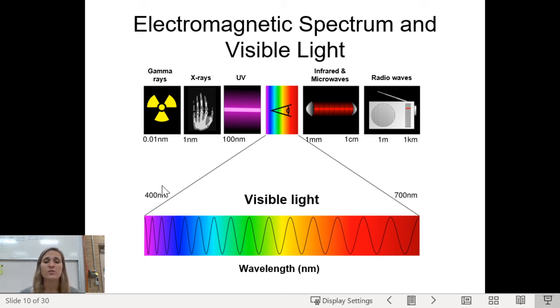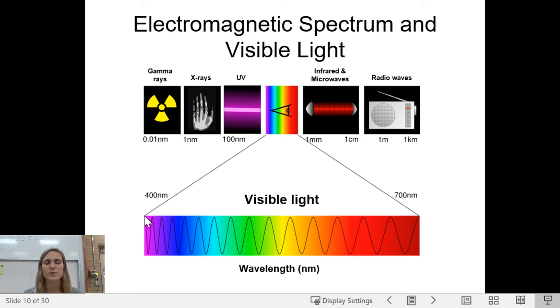So visible light goes from a little bit under or right at 400 nanometers up to about 700 or 750. Wavelength is the distance between peaks of the waves. If you look at this visible light down here at the bottom, a wavelength would be the distance between this peak and this peak, or in the red light between this peak and this peak.